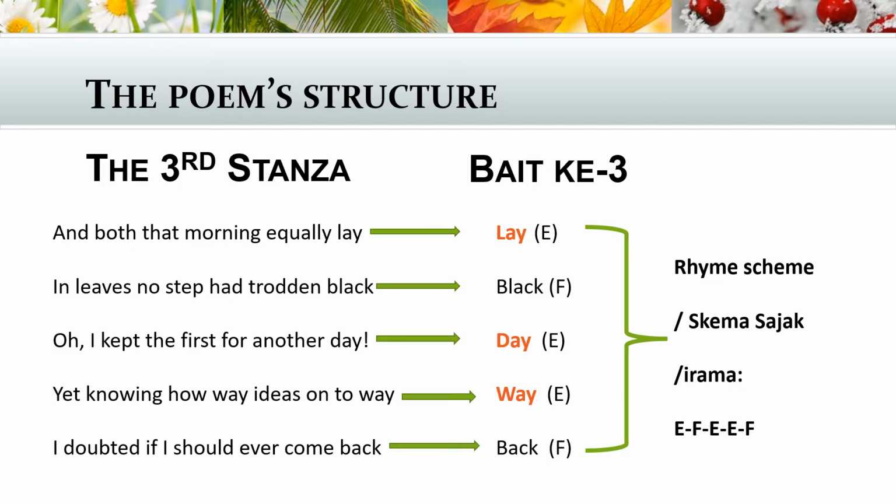Lay, black, day, way, back. We're labeling the sound lay as E. We're labeling the sound black as F. We're labeling the sound day as E. We're labeling the sound way as E. We're labeling the sound back as F. In conclusion, the rhyme scheme in the third stanza is E, F, E, E, F.